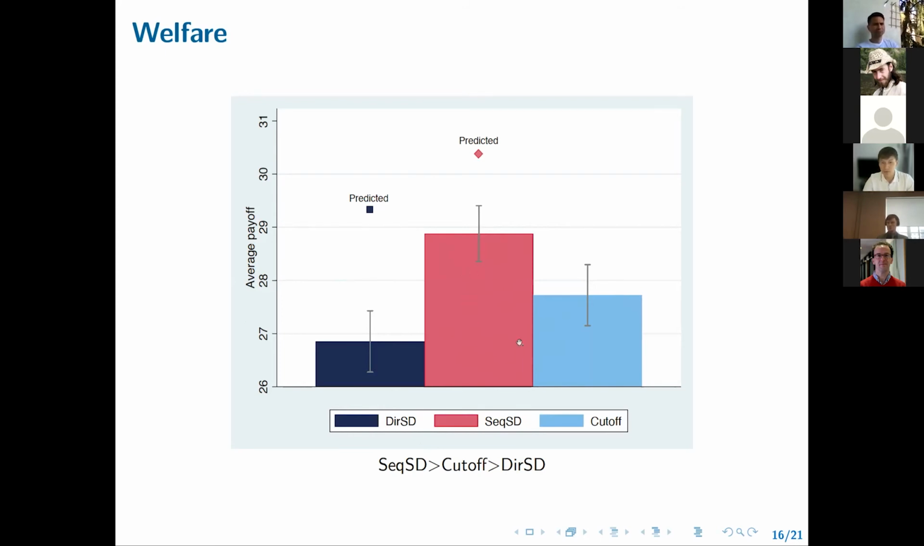But what is also important is that the benefit of the cutoffs treatment relative to the direct treatment is only pronounced in the environments where the search costs are high. When the search costs are low, there is no difference.